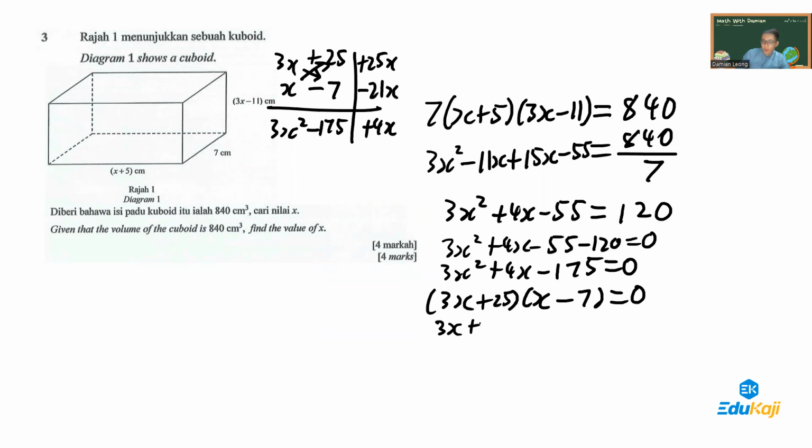So it cannot be 3x plus 25 equals 0. It's not possible because that will give us a negative x value, and if x is negative, there will be a negative length here, which isn't possible. Negative length doesn't make sense. It's like going into another dimension. So x minus 7 must be 0, x is 7. A lot of times with this kind of word problem involving a quadratic, we have one value that is not possible, and then we have to eliminate it.